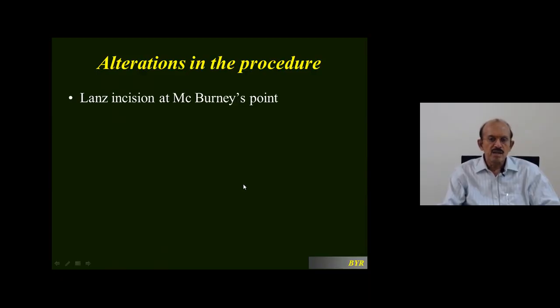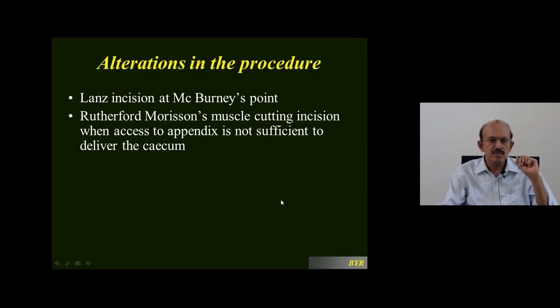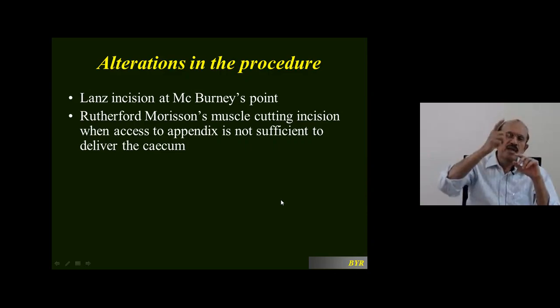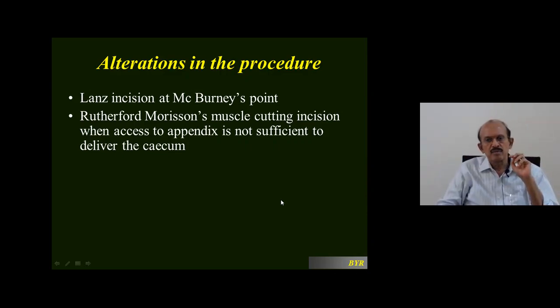Alterations in the procedure. Instead of a perpendicular incision at the McBurney's point, you can make a curvilinear incision that is called Lanz incision. Sometimes there will be difficulty in accessing the appendix. The space will not be adequate for you because a long retrocecal appendix may be there. The appendix may be going up almost to the liver. Then the space is not adequate through a McBurney's incision. Then what you can do is you can cut the muscles. So that is called the Rutherford Morison's muscle cutting incision.